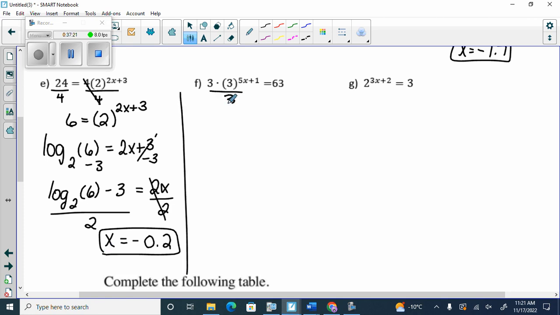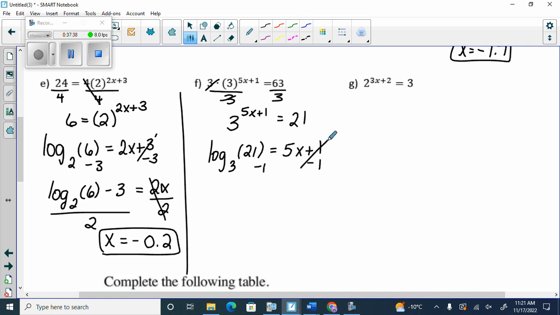Quiet, please. Divide by 3. We get 3 to the 5x plus 1 equals 21. So we get log base 3 of 21 equals 5x plus 1. I'm telling you, people will be able to do the math right, and then they can't put it in their calculators because they never touch their calculator and bank on my answers. And that's scary for me.